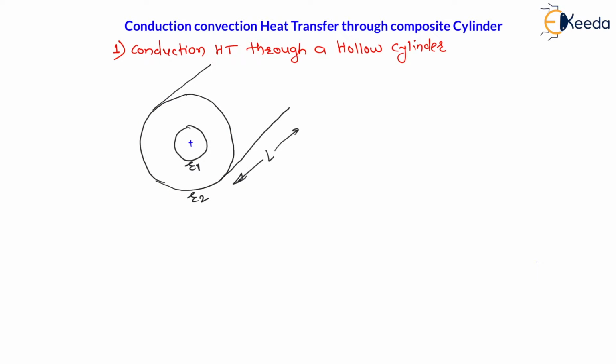Let us say at inside radius the temperature is T1. When radius is r1, temperature is T1, and when radius is r2, temperature is T2, right? Now my dear students, here my assumption is that the inside surface is at higher temperature as compared to outside surface. That means we are assuming here T1 is more than T2. Inside wall temperature is more than outside wall temperature.